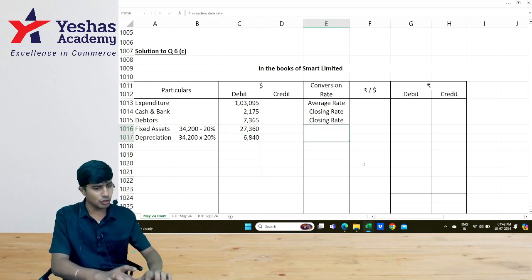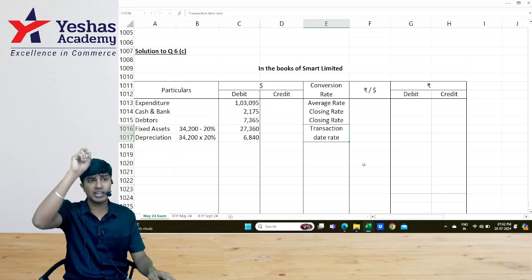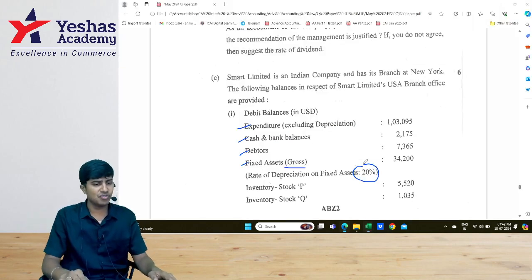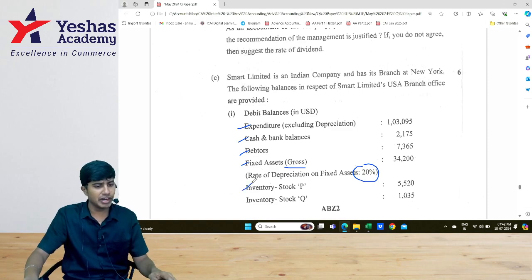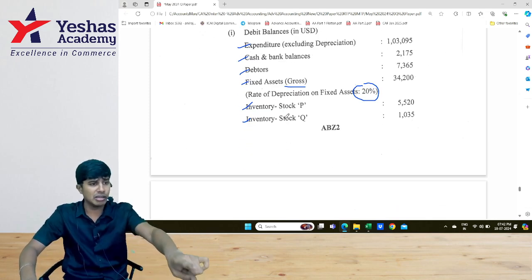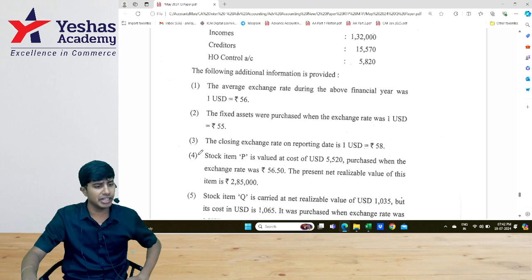And for this I am going to apply the transaction date rate, the rate prevailing on the date when the fixed asset was purchased. Got that? After this fixed asset, I have with me inventory. Inventory P, inventory Q, I would take it. These are non-monetary items. I would record them at the historical rate, but I have a beautiful adjustment awaiting here.